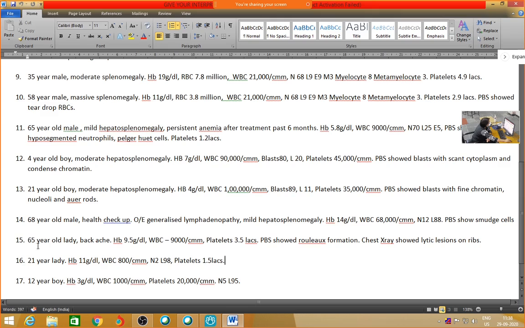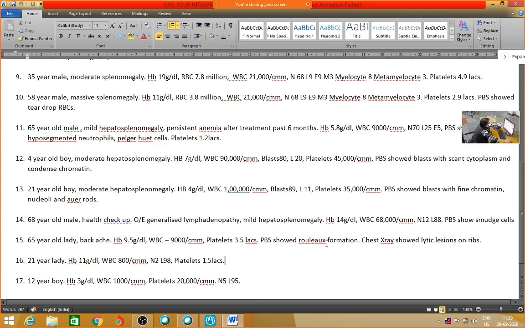The next one, a 65-year-old, presents with backache. So look at this, again an old person, 65, with backache. Hemoglobin is low, there is anemia, WBC is okay, platelet is okay, but the peripheral blood smear shows Rouleau formation and the chest x-ray shows lytic lesions on the ribs. This is again a classical history for a plasma cell neoplasm, or multiple myeloma. And multiple myeloma, please read it up, it is important.